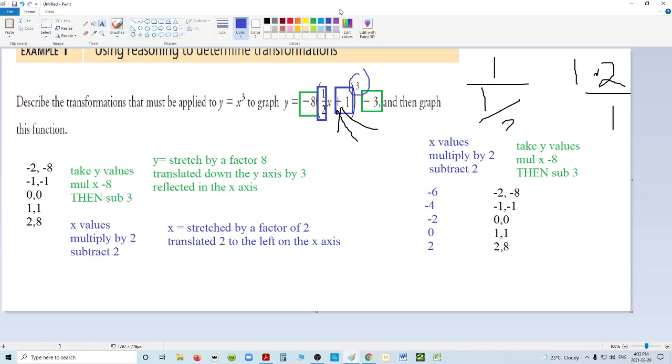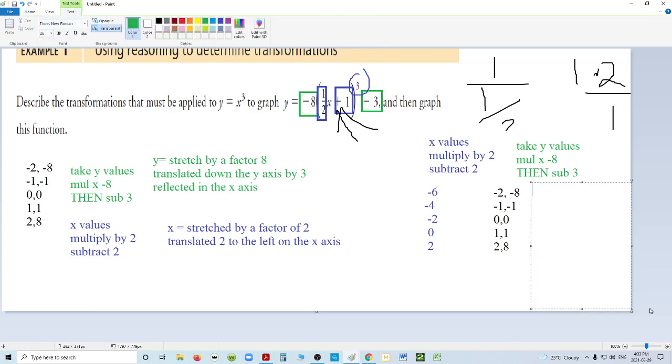Then when I do the same thing for my y values, I have to follow the same rules. So if I multiply minus 8 by minus 8, I get positive 64. And then when I subtract 3, I get 61.